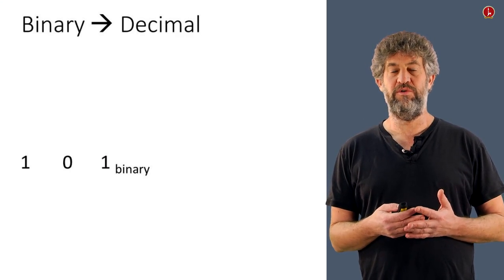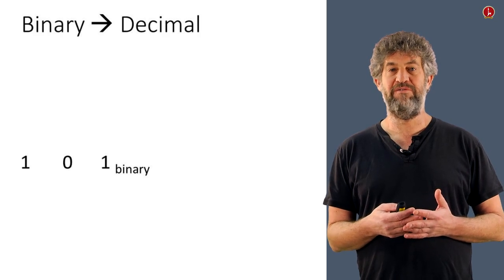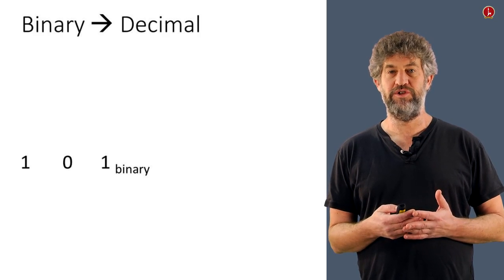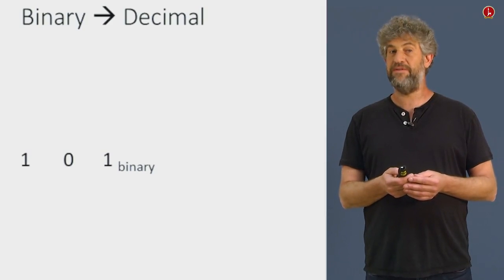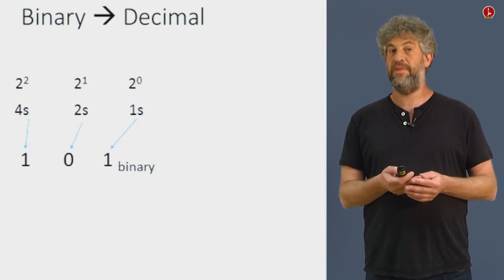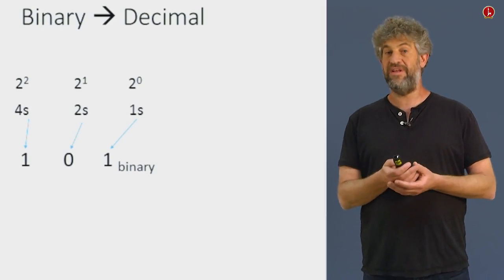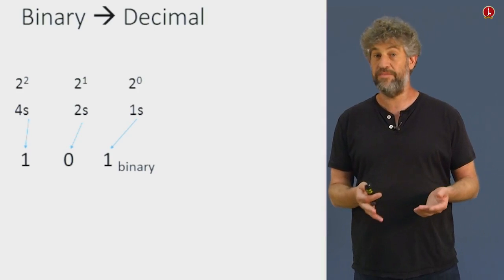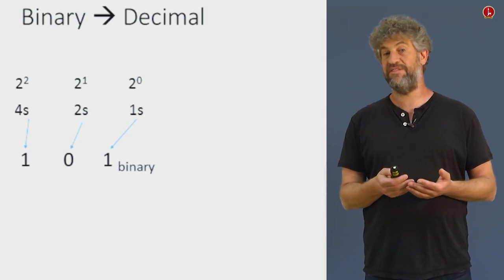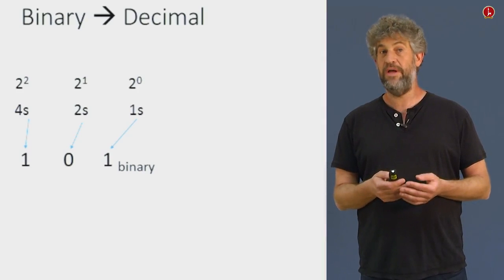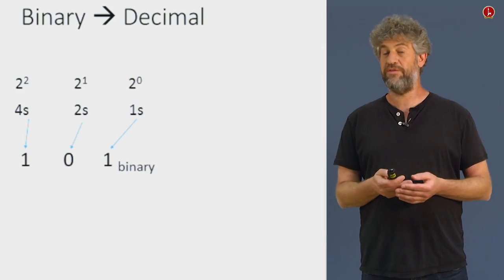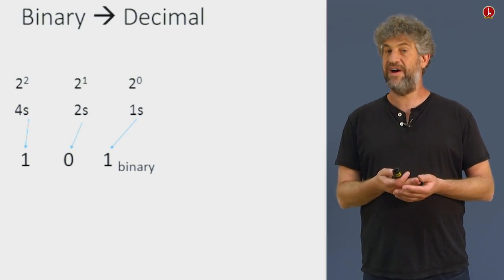Suppose you want to know, for example, what is the value of 101 in binary notation. Well, we know the rightmost bit is basically the 1s. The next one, the 0, corresponds to 2s. And the third, the leftmost bit here, is the 4s. Altogether, we have 4 plus 2 times 0 plus 1 times 1. Altogether, that's 5. So our number is 5.